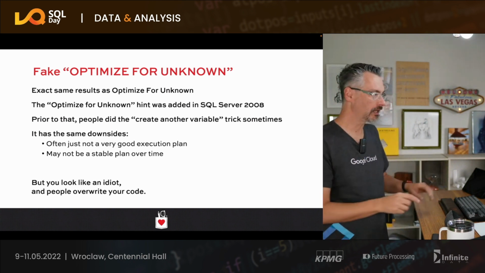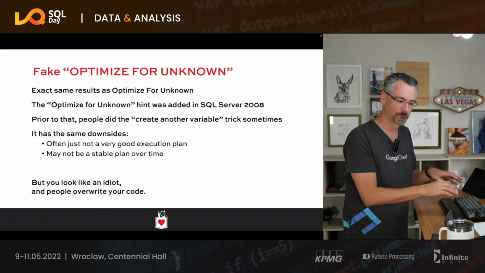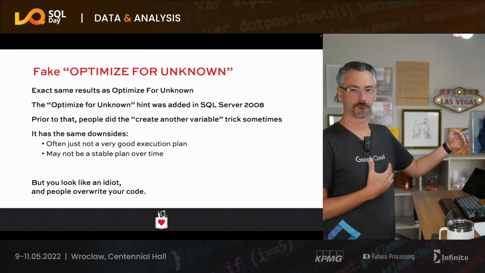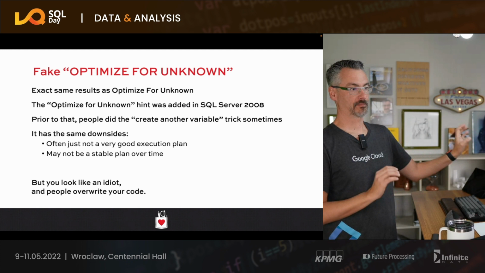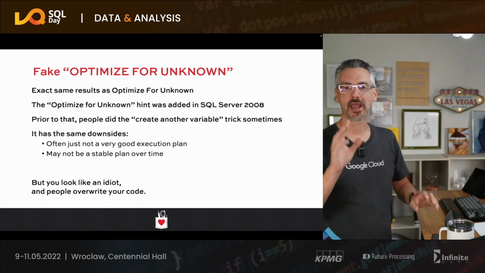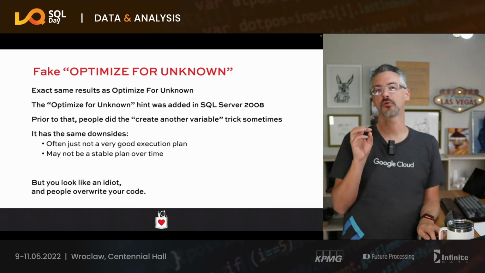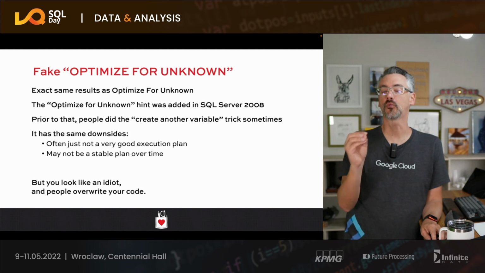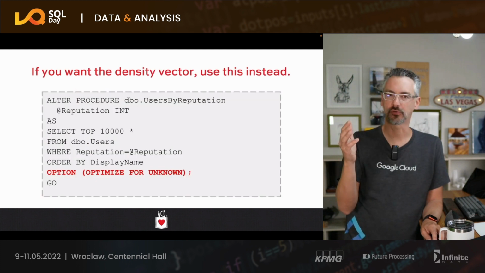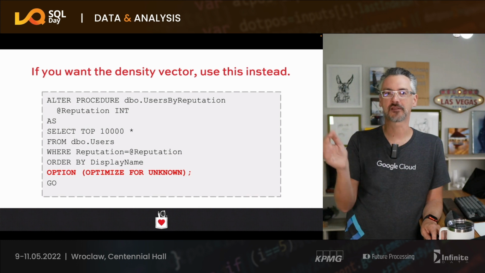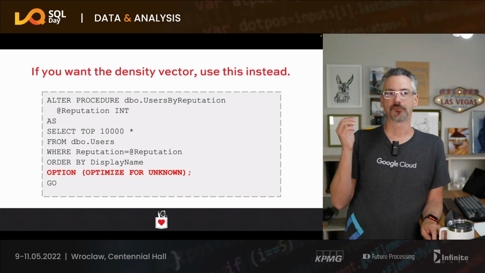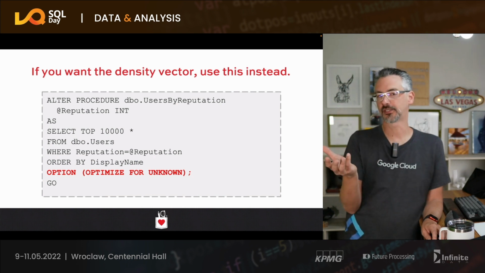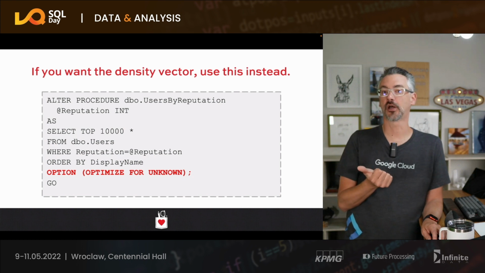So when you put in OPTION (OPTIMIZE FOR UNKNOWN), the less experienced people who see your code go, oh, I've never seen that hint before. I better not touch that. And so as a result, they keep your code fixes in place. That's what I want. I want them not to screw up your hard work. So don't do the stupid local variable trick. That's been out of phase or out of popularity for 15 years now. You probably should go to training classes more often, but that's another discussion altogether. If you want the density vector, just put in OPTION (OPTIMIZE FOR UNKNOWN) instead.